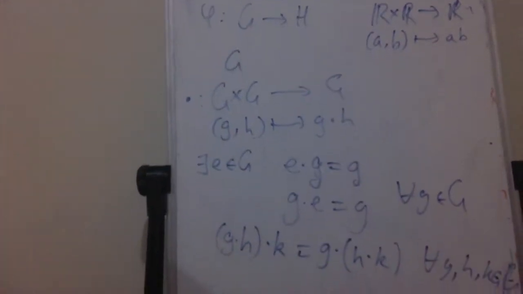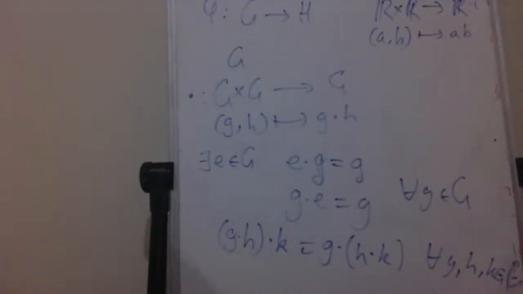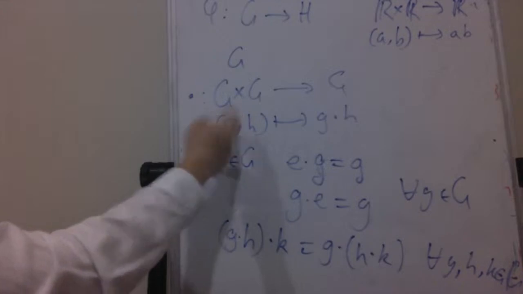Associative and commutative. It's not commutative. It may not be commutative. We don't assume it. If it's commutative, we call it an abelian group. But if we say group, we don't assume it's commutative. So it might matter what order you take this G and H, yeah?